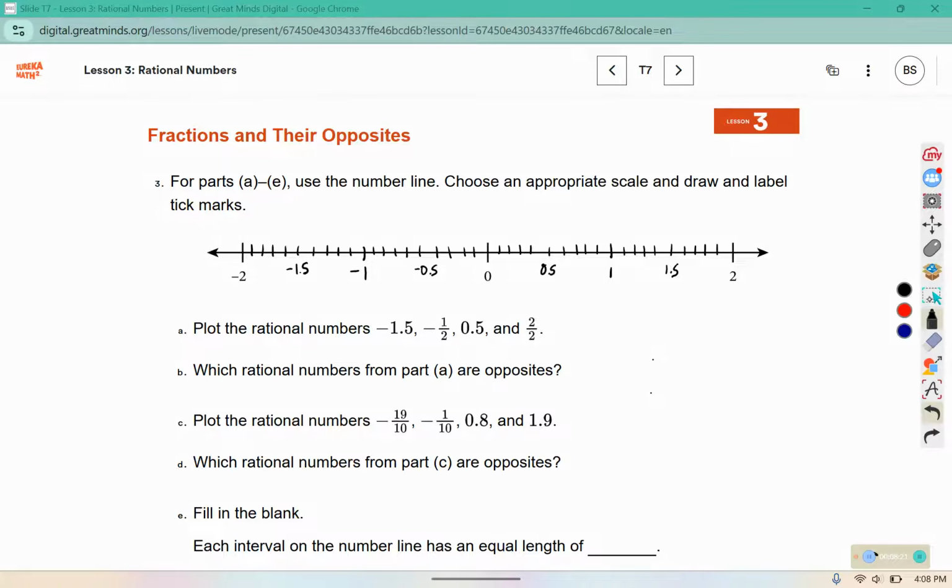Plot the rational numbers negative 1.5, negative 1/2, which is the same as 0.5, would be 1, 2, 3, 4, 5, 0.5, and 2/2. 2/2 is the same as 1 whole. Which rational numbers from part A are opposites? The opposites are negative 1/2 and 0.5.